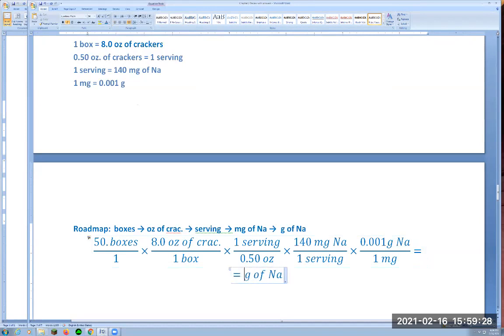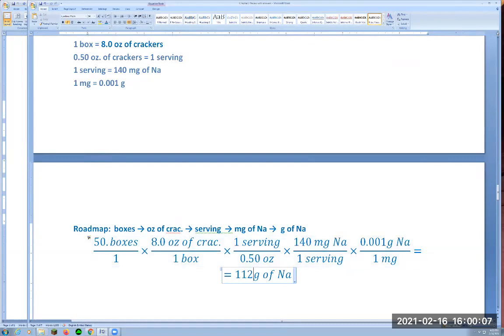So let's do the calculation in the calculator. We start with 50 multiplied by 8.0 multiplied by one serving, multiplied by 140 milligrams, and multiplied by 0.001 gram. That's everything in the numerator. And then divided, you only need to divide by 0.50. The rest are ones. Divided by 0.50. Equal, that's the grams of sodium.